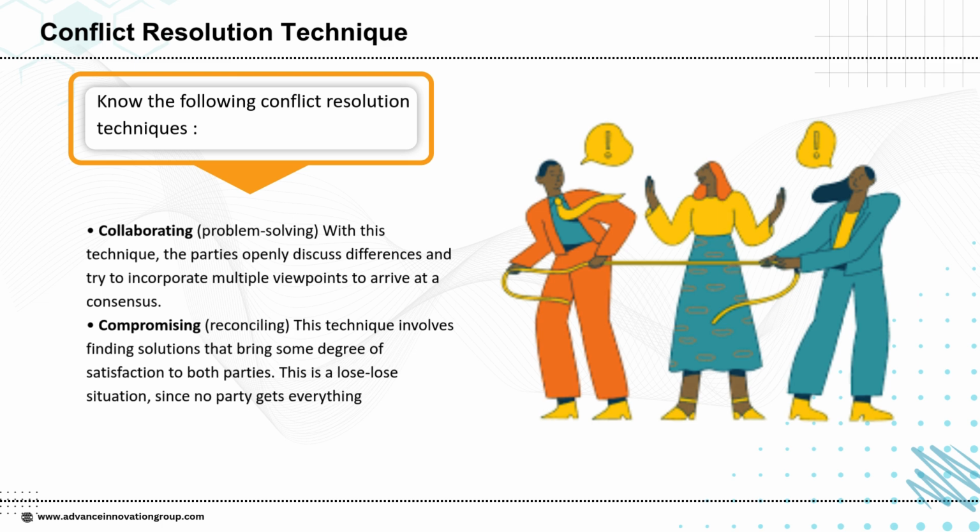Another approach is compromising, also called reconciling. In this case, both parties give up something to reach a middle ground. While it helps resolve the conflict quickly, it's often a lose-lose situation since neither side gets exactly what they wanted. Compromising is useful when time is limited, but it may not always create the best outcome.